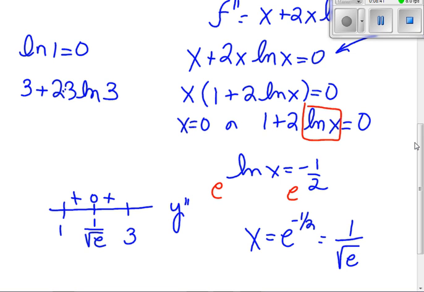Why did we have to find the zeros? We just test 1 and 3. Or like 1, 2. Don't we have to test 1 over square root of e? That's 0. This would be an inflection point if these change signs. But it's not. It's concave up. Well, that's what I think.